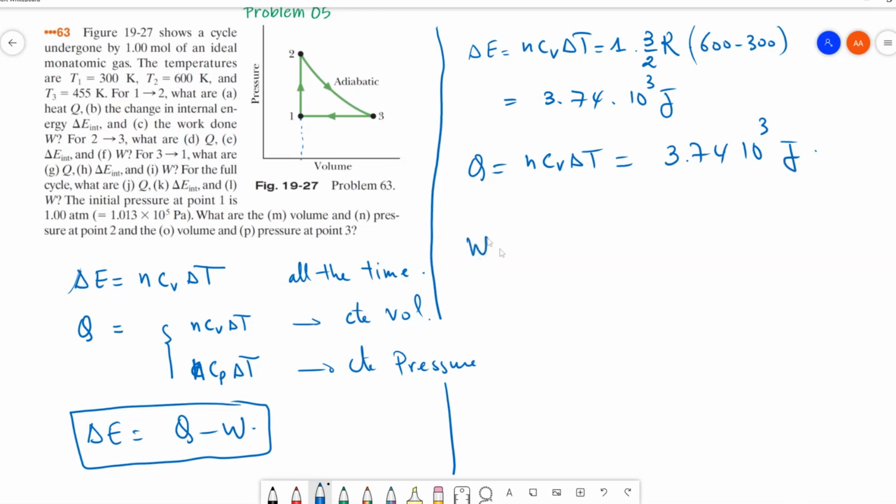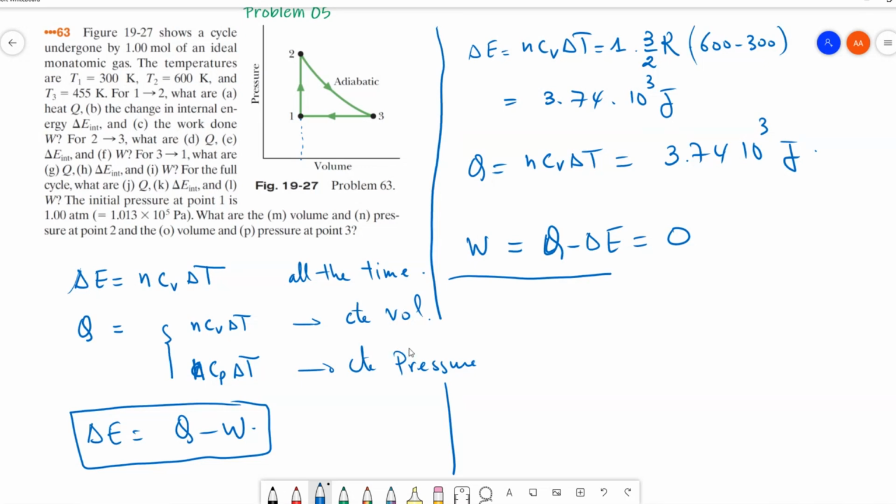For W, I can say it's Q minus delta E, which gives 0. Or from the beginning, we know that since the volume is not changing, there is no work. W is equal to 0. Okay. Great. So this is for the first process. Now from 2 to 3.